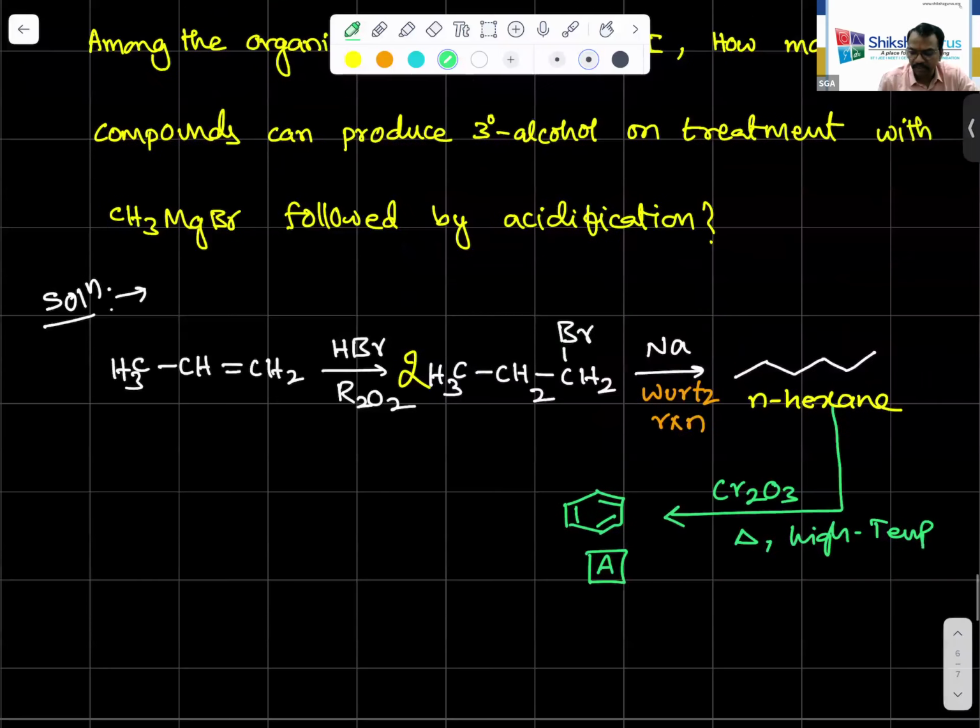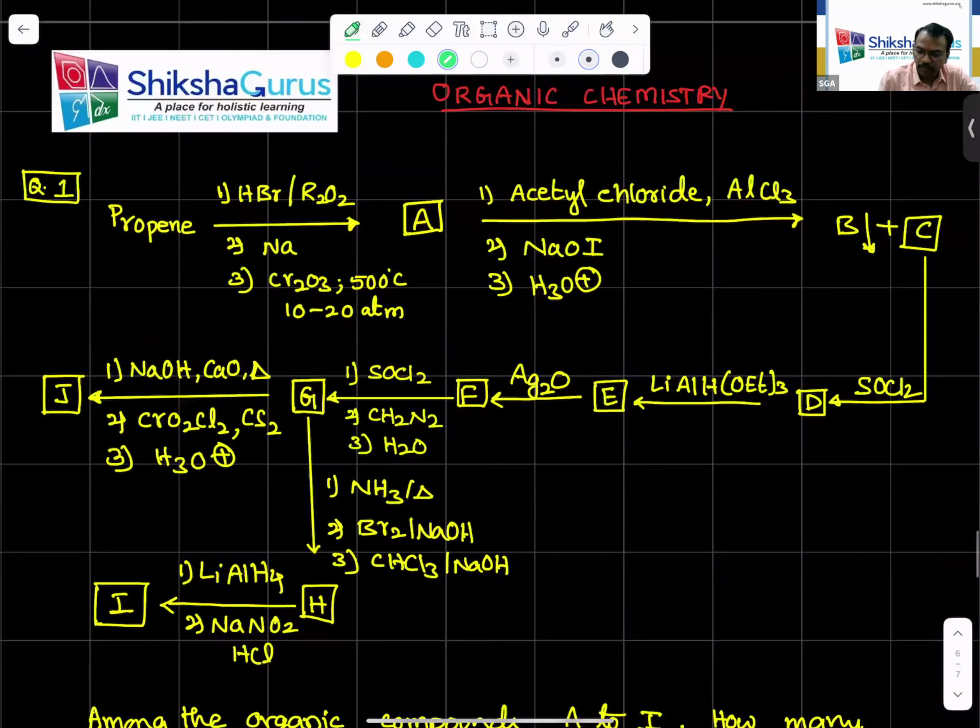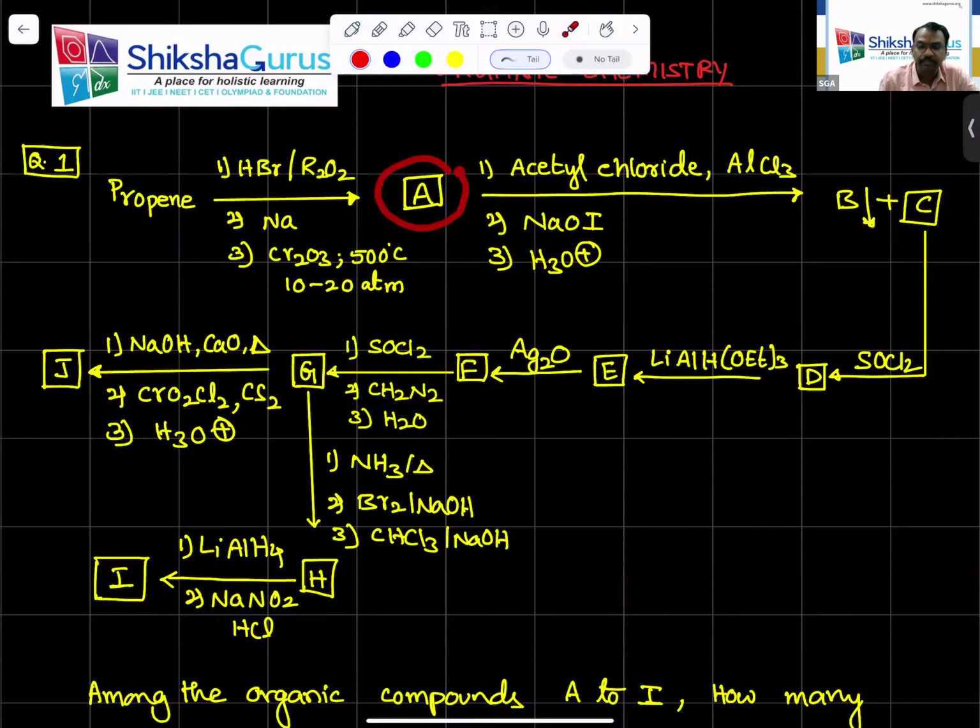Okay. In the next step, compound A is treated with... What is compound A? It is benzene. Benzene is treated with acetyl chloride in the presence of AlCl3, followed by NaOI. NaOI is nothing but simple sodium hypoiodite, which is equal to sodium hydroxide and iodine, followed by acidification. Now what will happen?